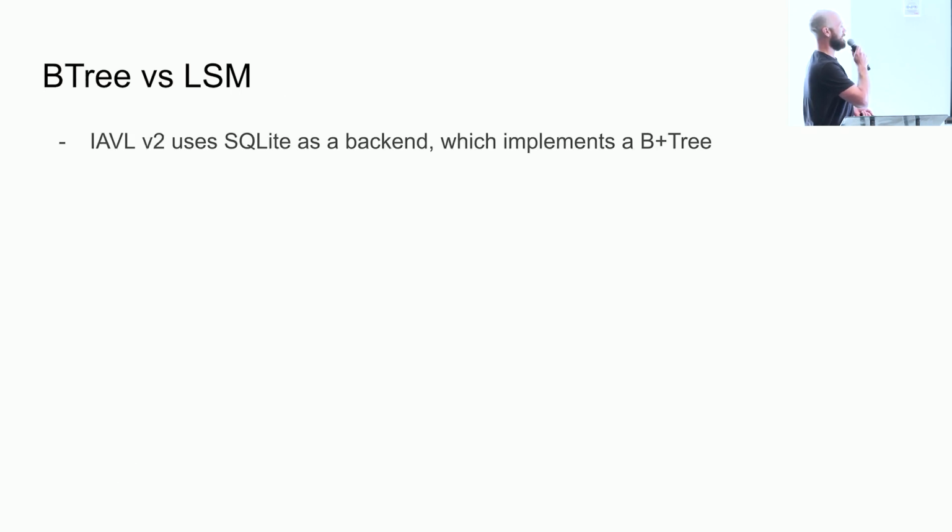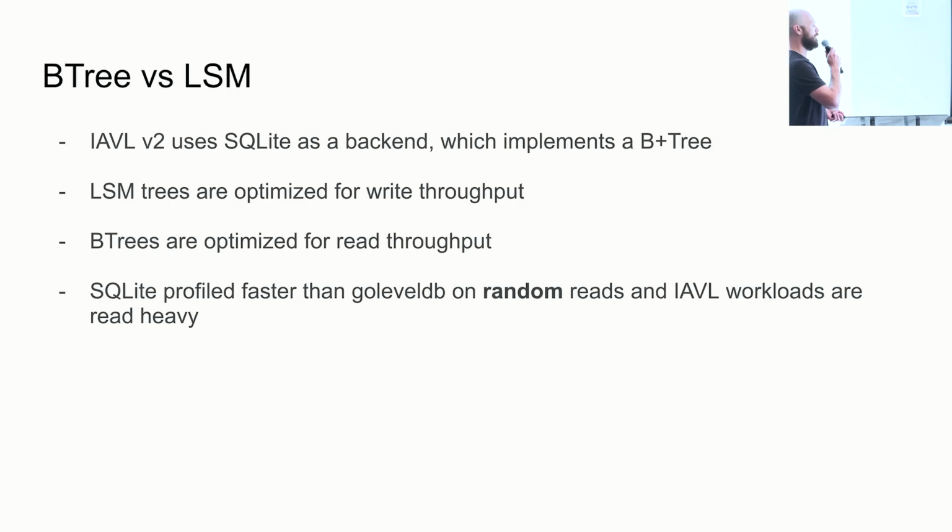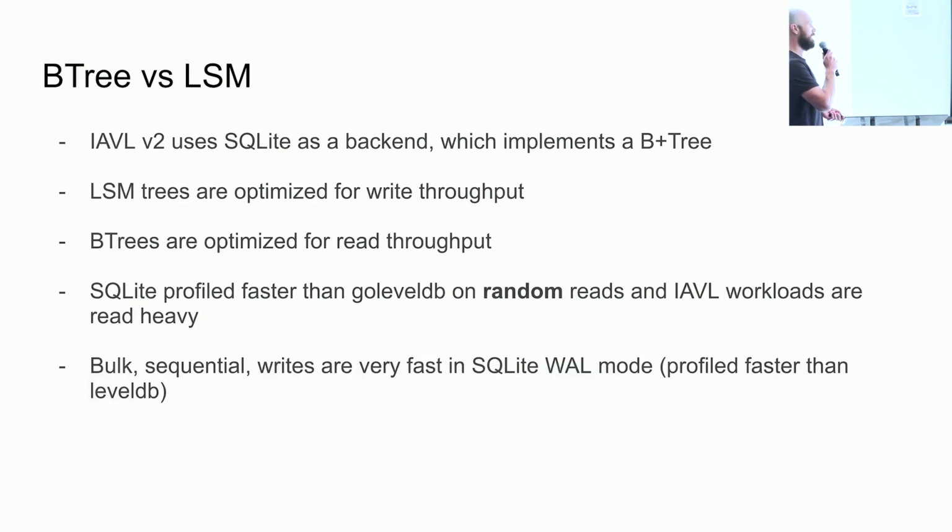B-tree versus LSM. This is very interesting. I want to get to it. IAVL v2 does use SQLite as a backend, which implements a B+ tree. LSMs are optimized for write. B-trees are optimized for read. SQLite profiled faster than Go LevelDB on random reads, and IAVL workloads are actually read heavy. And I got it to the point where bulk sequential writes in SQLite WAL mode are actually profiled for me faster than LevelDB, so that's why I went with it. I'd still like to try a different implementation to prove that out, though.